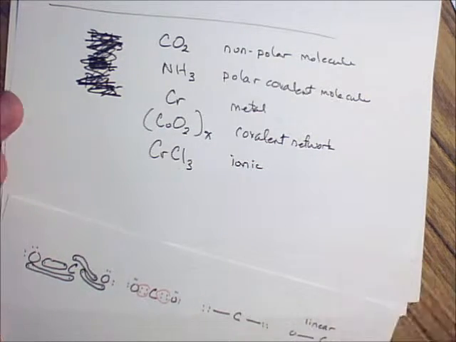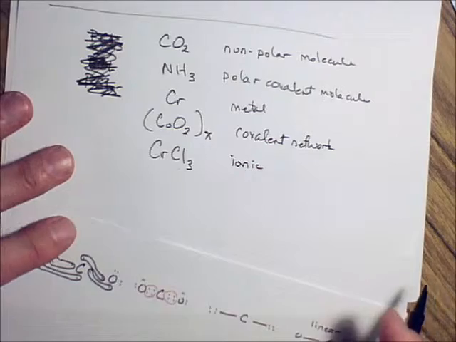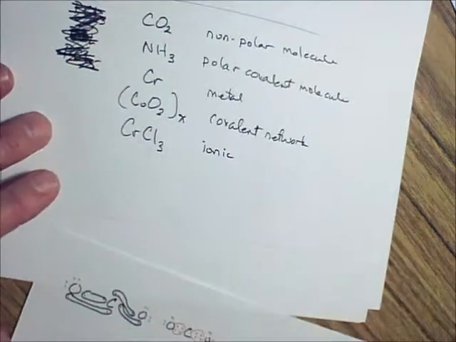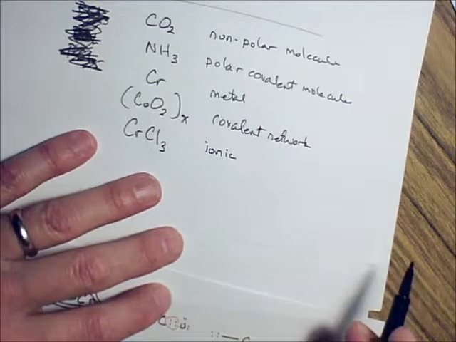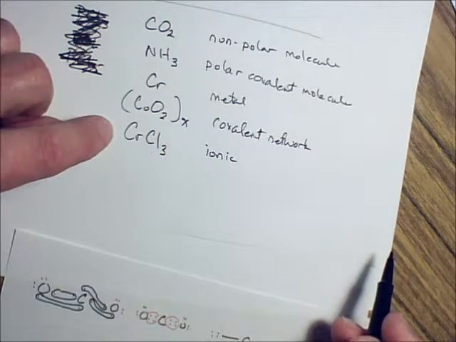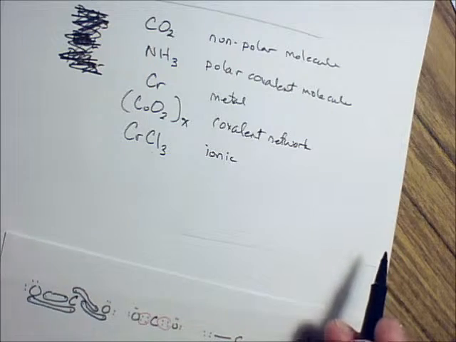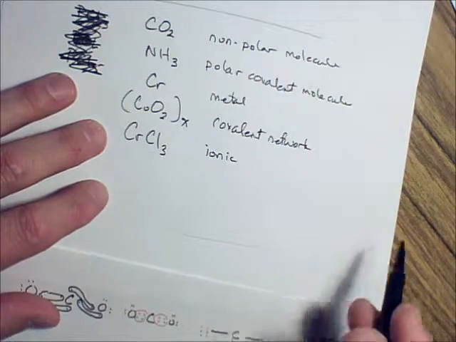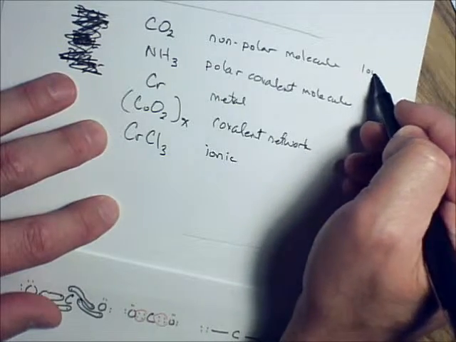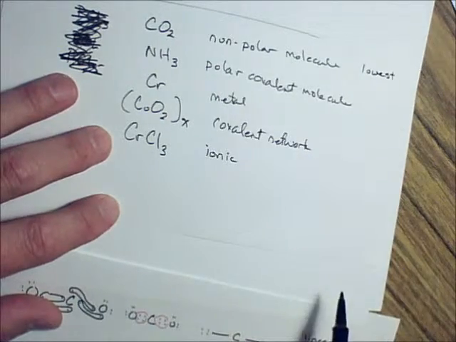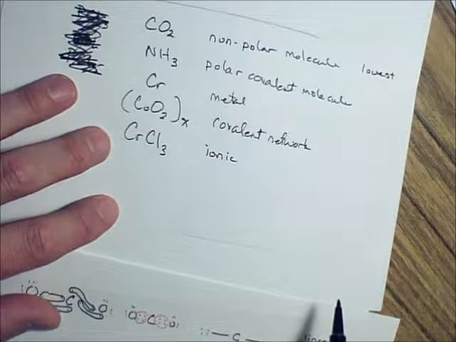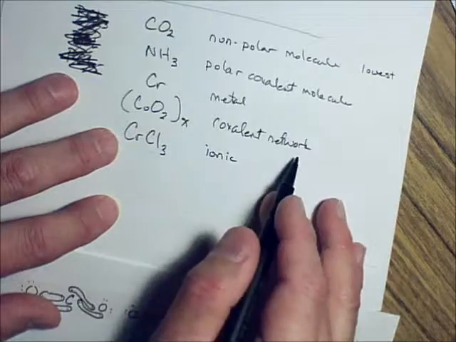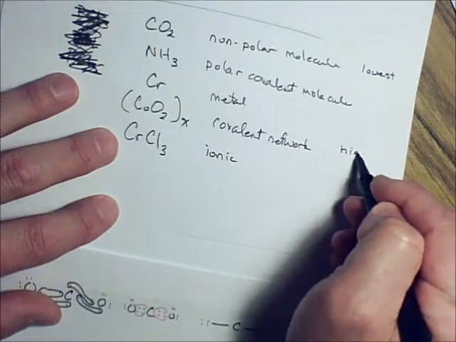And we'll have a reasonable idea. Not definite, but a reasonable guess. Okay? To figure out which is going to have the lowest boiling point. Which one of these substances, by category, is likely to have the lowest boiling point? The CO2. Okay, lowest. Which one of these is going to have the highest? Covalent network. Covalent network's the highest.